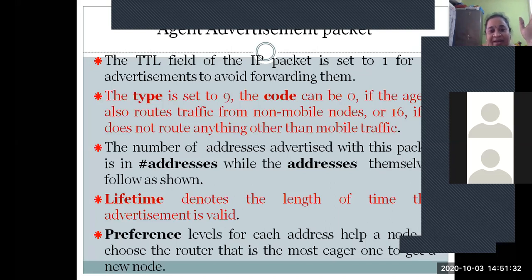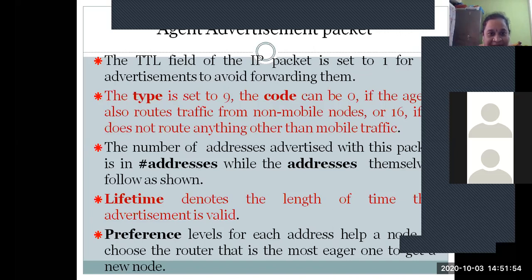So whenever a particular sender, the transmission medium, or the router identifies that the TTL field of the ICMP packet is 1, then it won't forward that particular packet, but it gives an impression that it is an advertisement, not a forwarding message.